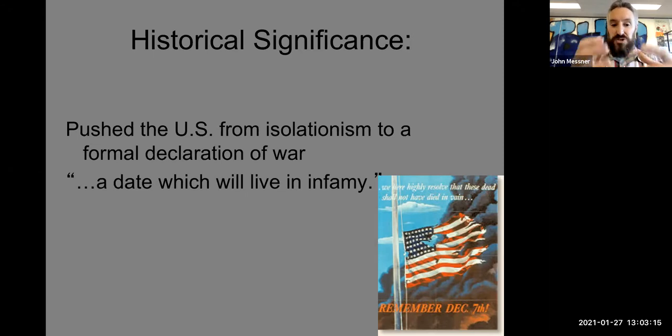And what it does is push us from being an isolated country. Hey, this is a European problem. Hey, this is an Asian problem. This isn't a North American problem. To it pushes us firmly into wars. We have close to 3,000 servicemen that die in this attack.